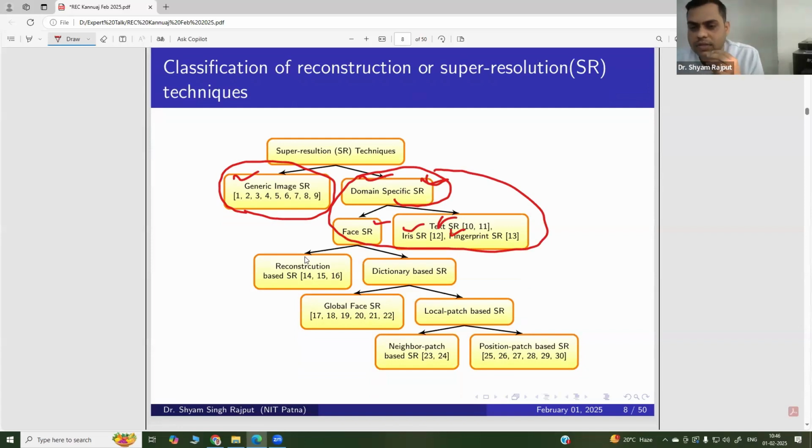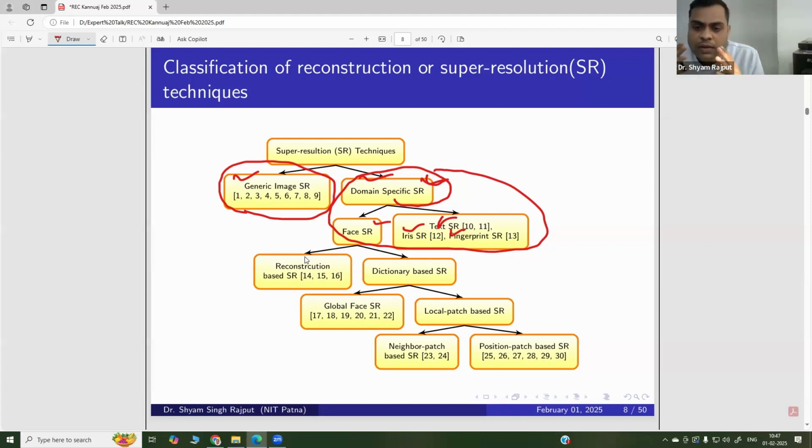The purpose is that in applications like face recognition and biometrics, not only the resolution is important. Apart from the resolution, the individual's personal characteristics are also important for unique identification or unique verification. So domain specific images like faces, text, iris, and fingerprints are used in recognition as well as in biometric applications. For these applications, there is a separate class of super resolution technique, which is called the domain specific SR technique.